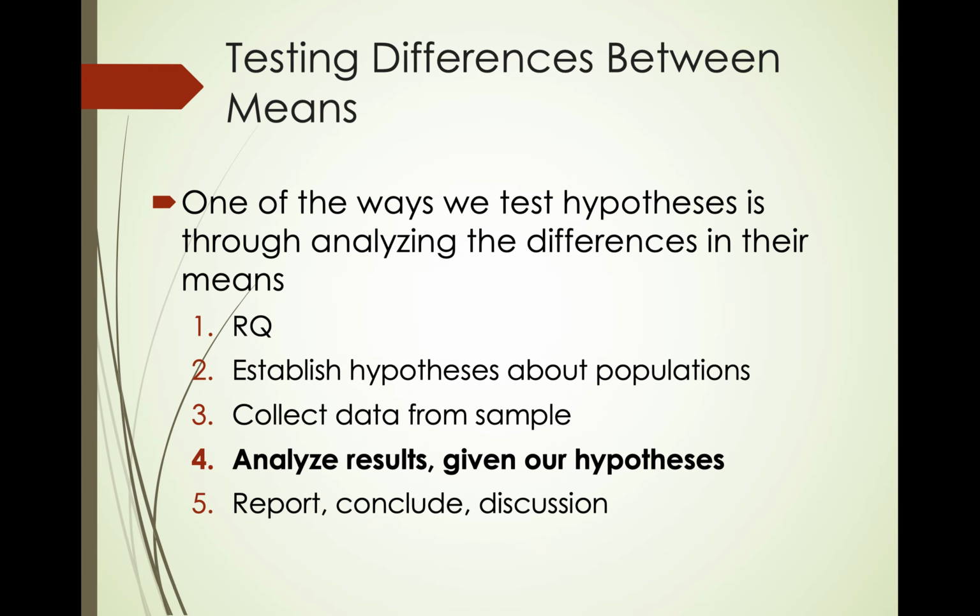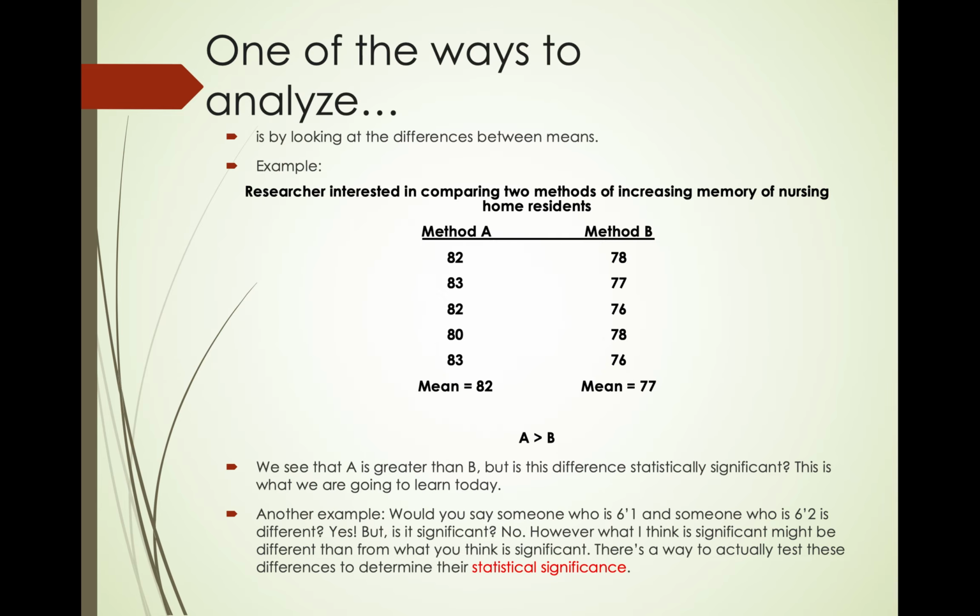So one of the ways that we test hypotheses is through analyzing the differences in their means or their averages. As a reminder, these are the 5 steps of the research process. This class is focused on step 4, which is analyzing results given our hypotheses. And so this is just one way that we could analyze our results. Again, one of the ways to analyze is by looking at the differences in the means. So let's look at an example.